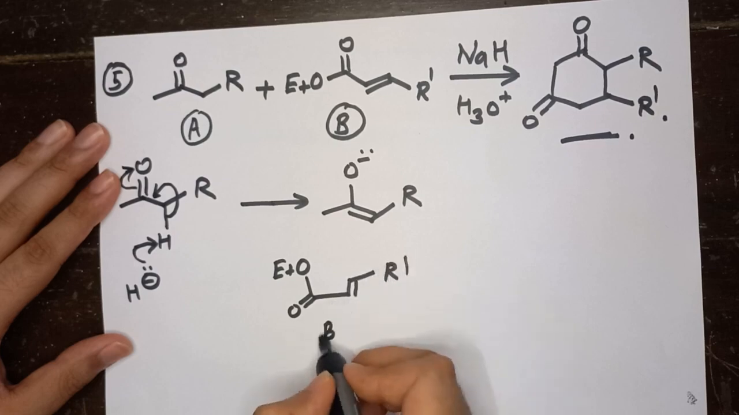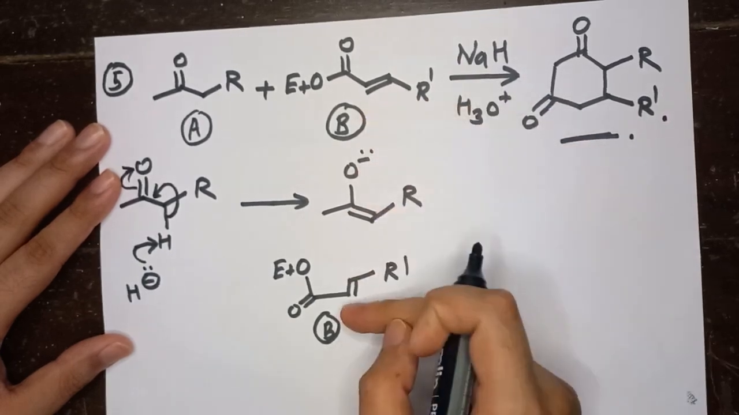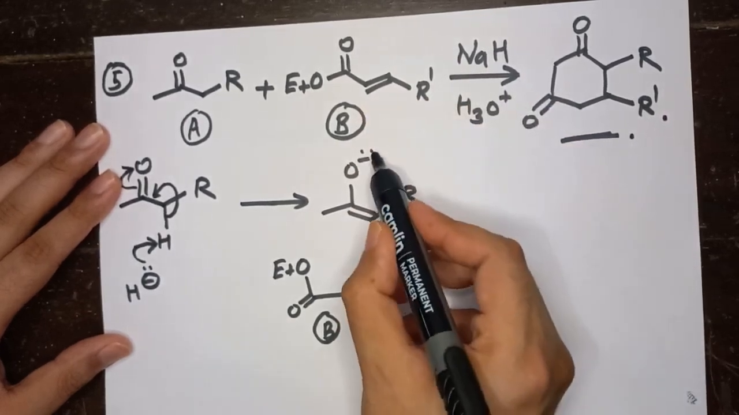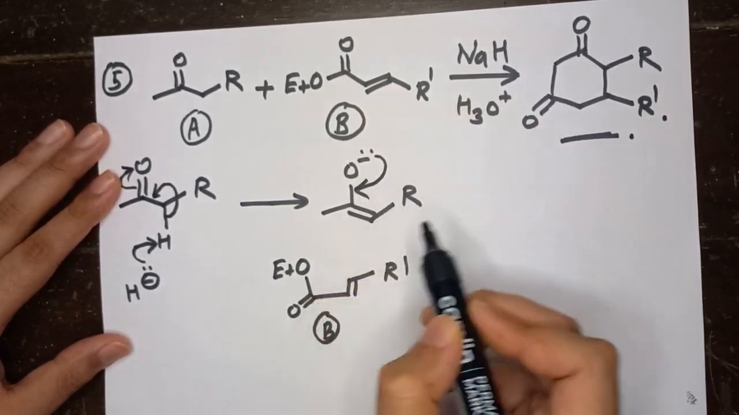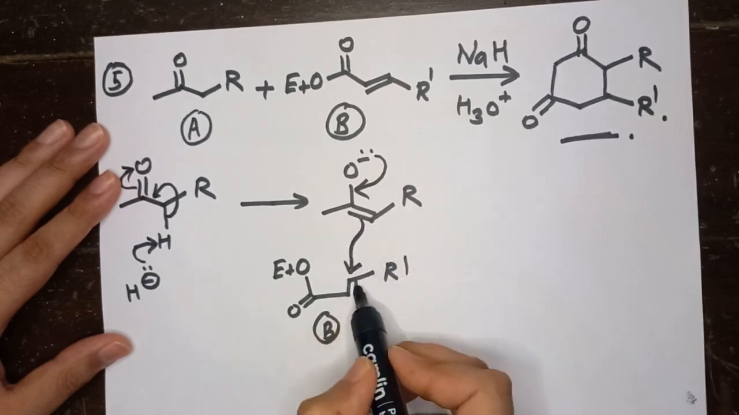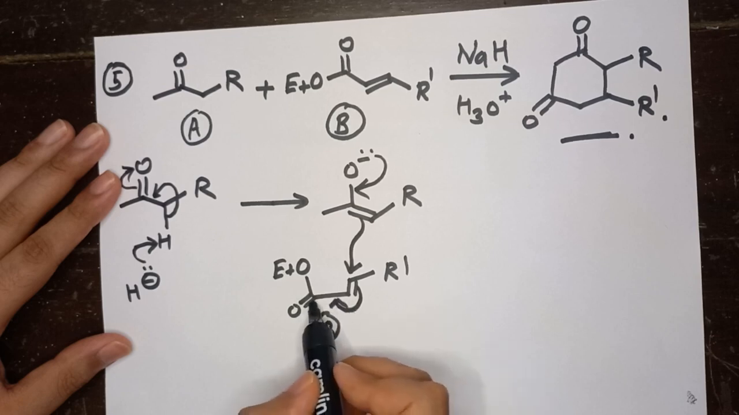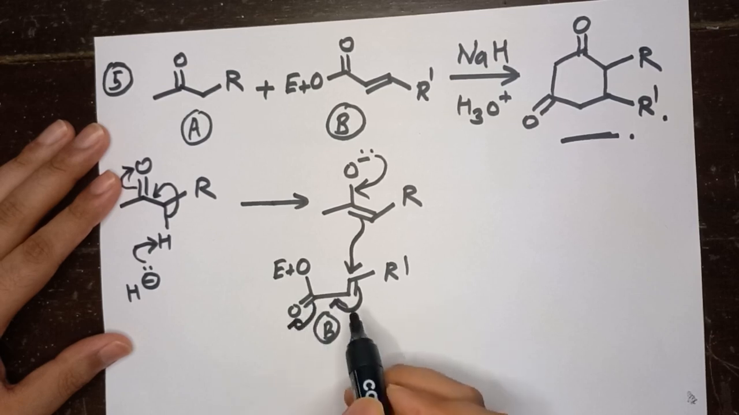This is my B. I just flipped it, okay? The exact same structure. Now this O- will form a double bond. This double bond will attack at this double bond. This will migrate here and it will generate O-.